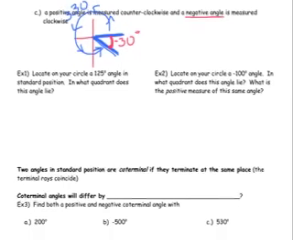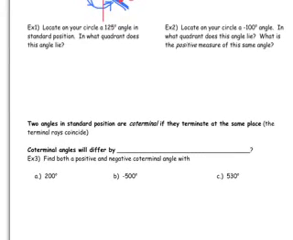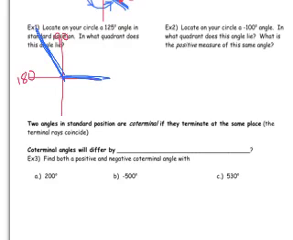Alright, so let's do some examples. Locate 125 degrees in standard position. So 125 is in between 90 and 180. And so for 125, just kind of draw a line that's somewhere in between there. You don't have to know exactly where it's at, but this could be approximately 125. So you know that that's going to be here in quadrant 2.